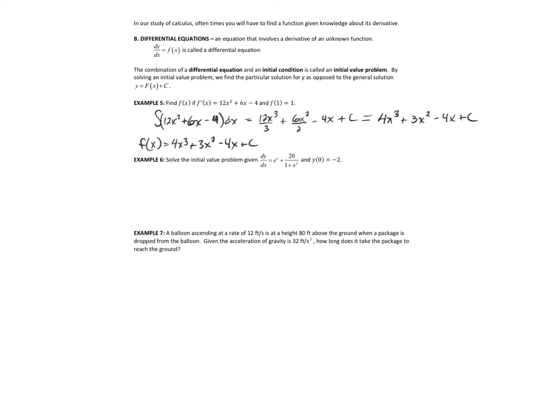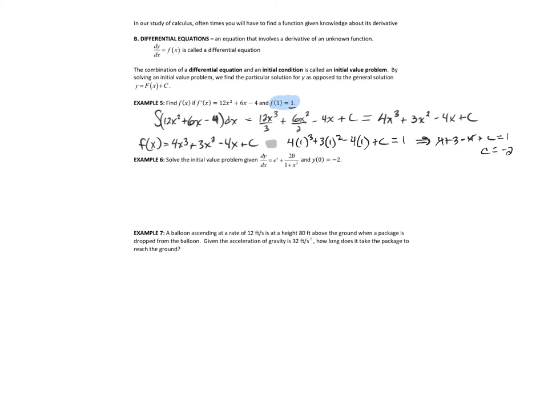However, with this added information that the value of the function at 1 is equal to 1, we can now use that as a clue to figure out what c is. So I'm going to go over here and say that 4 times 1 cubed plus 3 times 1 squared minus 4 times 1 plus c has to be equal to the y value when x is 1, which is given to be 1. So some basic algebra, and we get that 4 plus 3 minus 4 plus c is equal to 1, and so we're going to get that c is equal to negative 2.